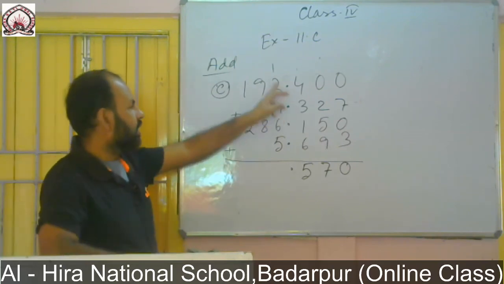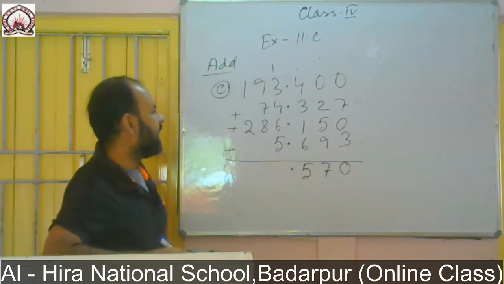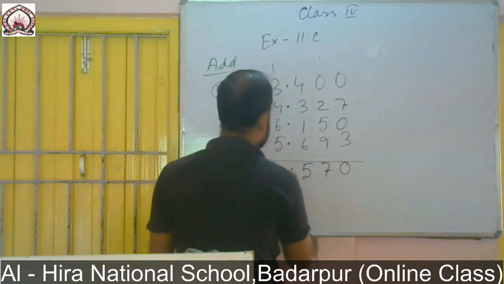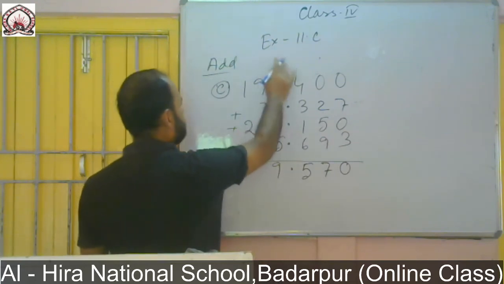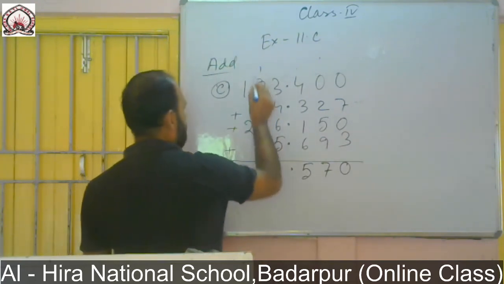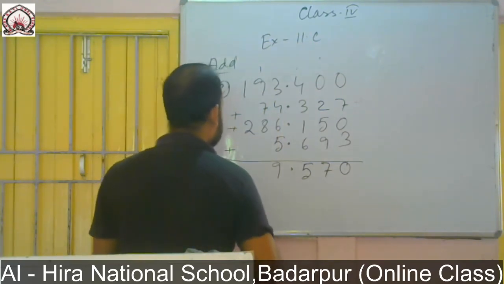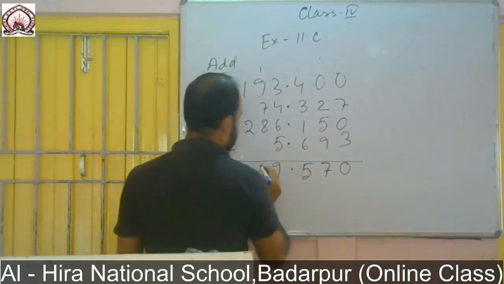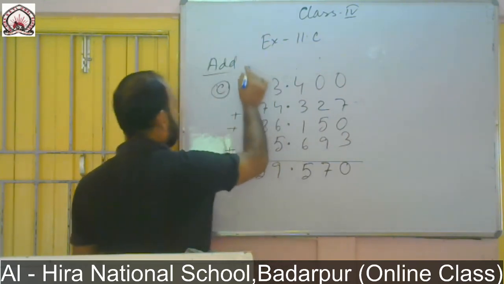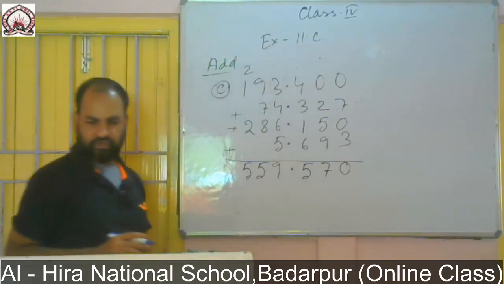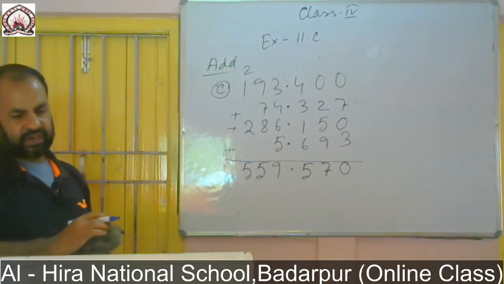Next, 3 plus 1, 4, 4 plus 4, 8, 8 plus 6, 14, 14 plus 5 is equal to 19. Here 9, 1 in my hand. Now 9 plus 1, 10, 10 plus 7, 17, 17 plus 8 is equal to 25, 5, 2 in my hand, 2, 1, 3, 3, 4, 5. So answer is 559.57.